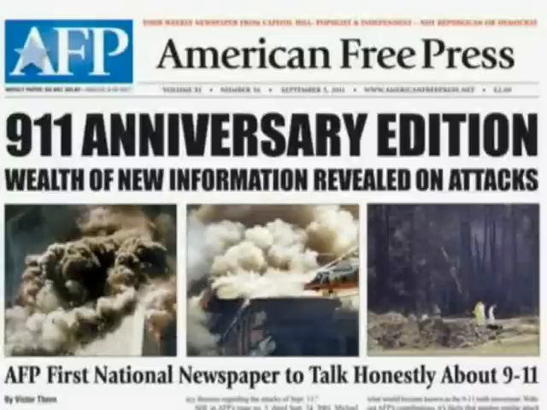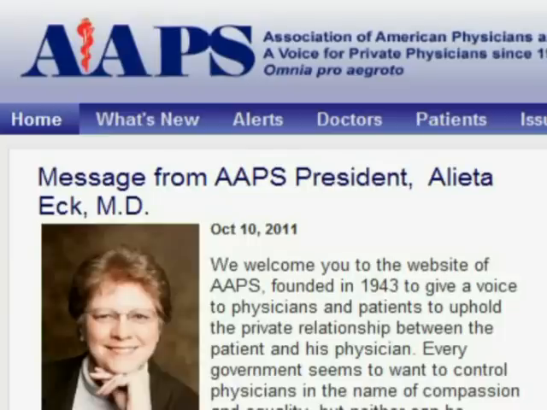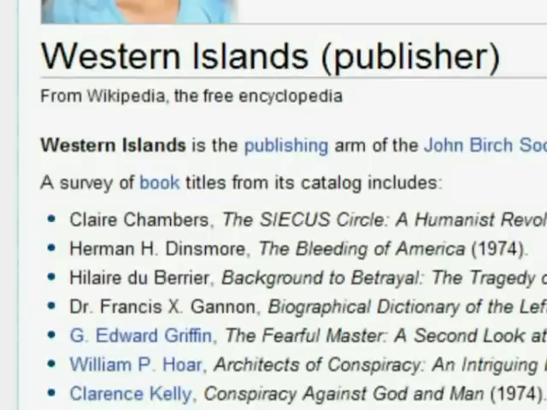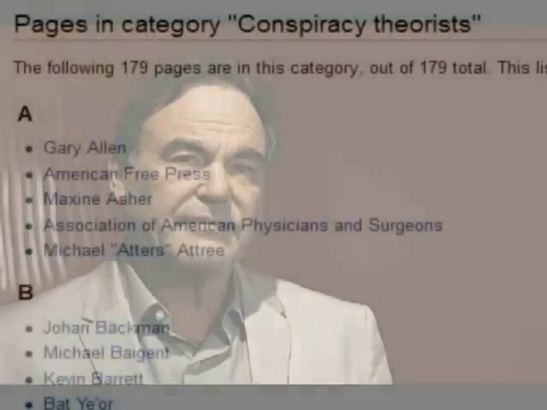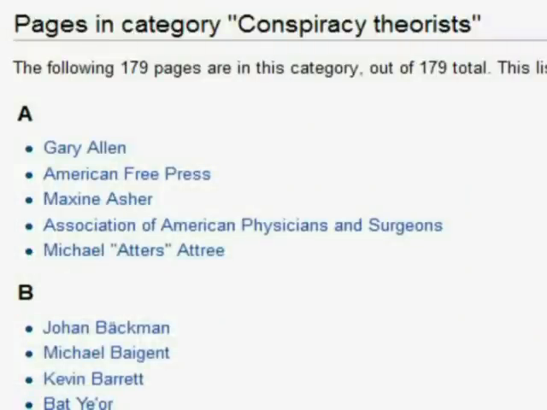Recognisable names on the list include Adolf Hitler, the Association of Free Press, the American Association of Physicians and Surgeons, David Icke, Bill Hicks, Western Islands, which is a publisher, Gore Vidal, Alexander Litvinenko, Alex Jones and Oliver Stone. The logic on offer is that anyone who believes in something that a Wikipedia author has described as a conspiracy theory is by definition a conspiracy theorist.